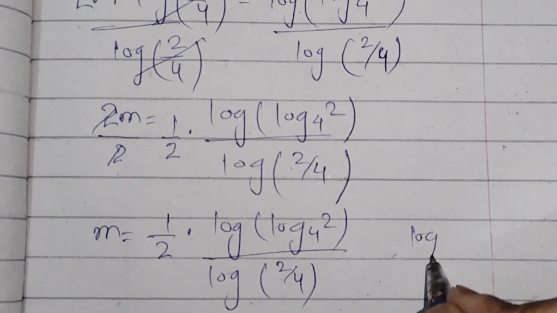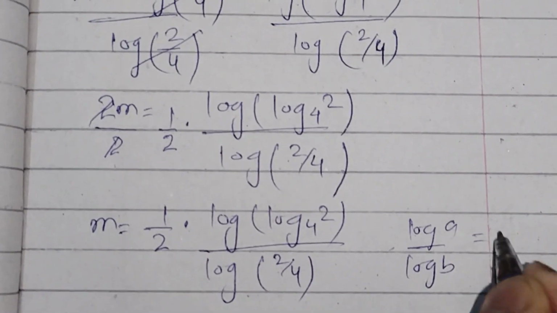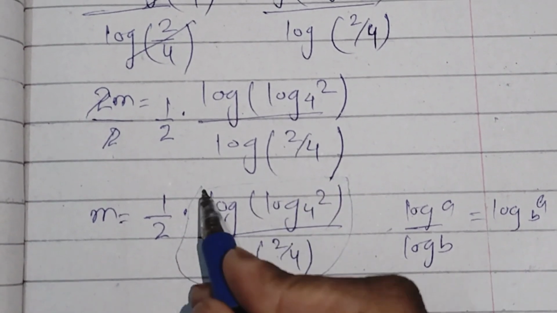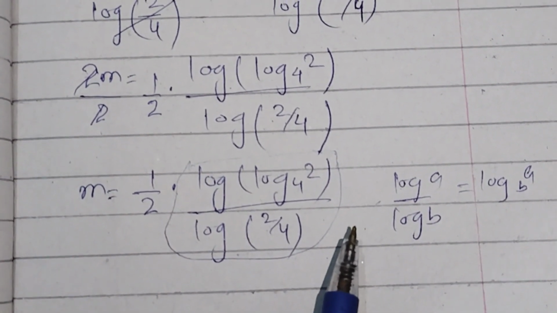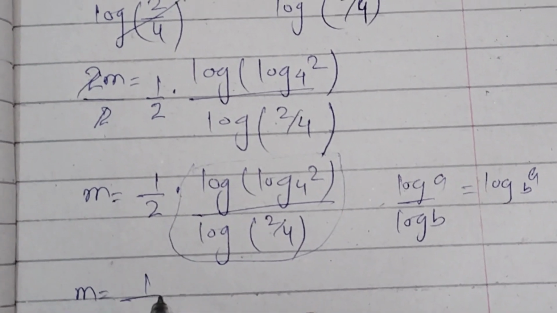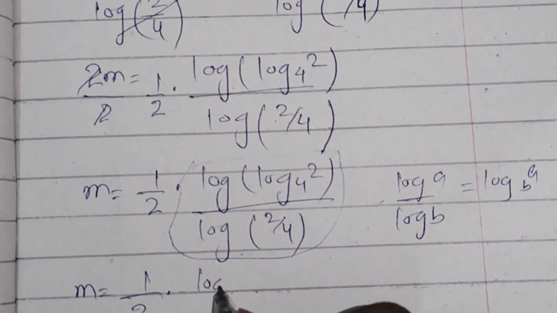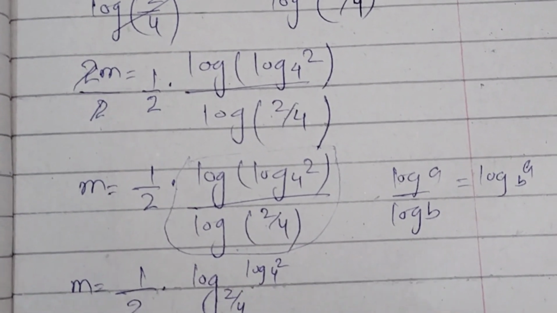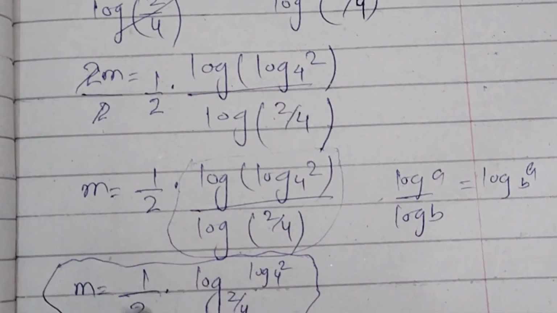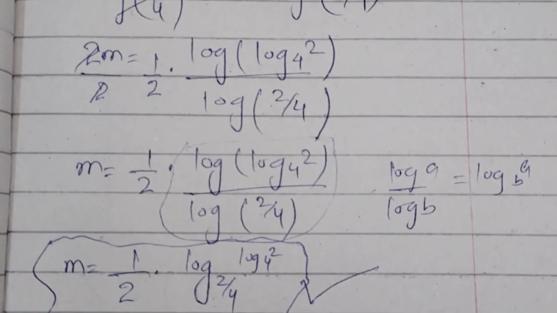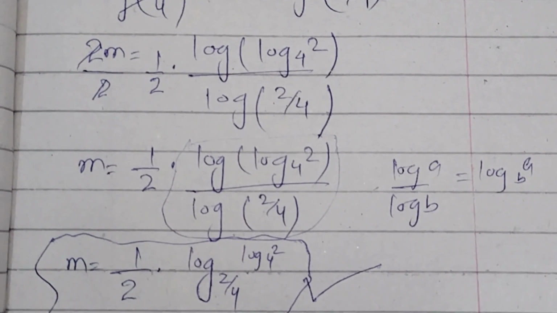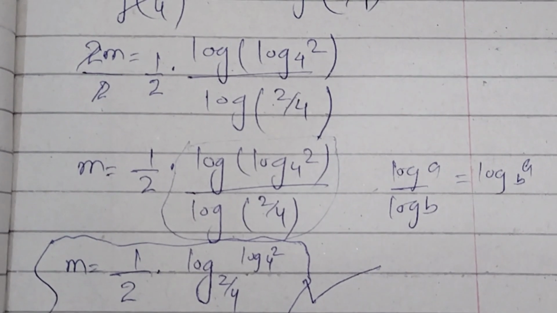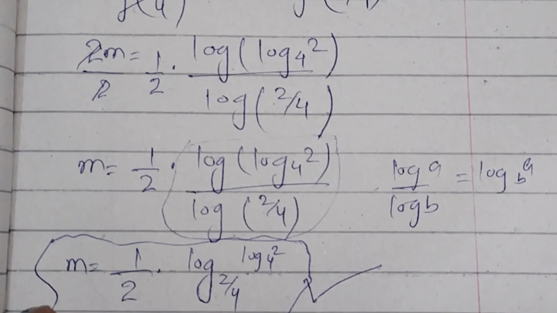We know the formula log of a over log of b equals log of a with the base b. So we will put this on this term. So we get the value of m equals 1 by 2 times log of 2 with the base 4 by 2 by 4. So this is the final answer of our question. We get the value of m. Our question is that we have to find the value of m. We simplified it, we applied the log formulas here, and at the end we get the solution.